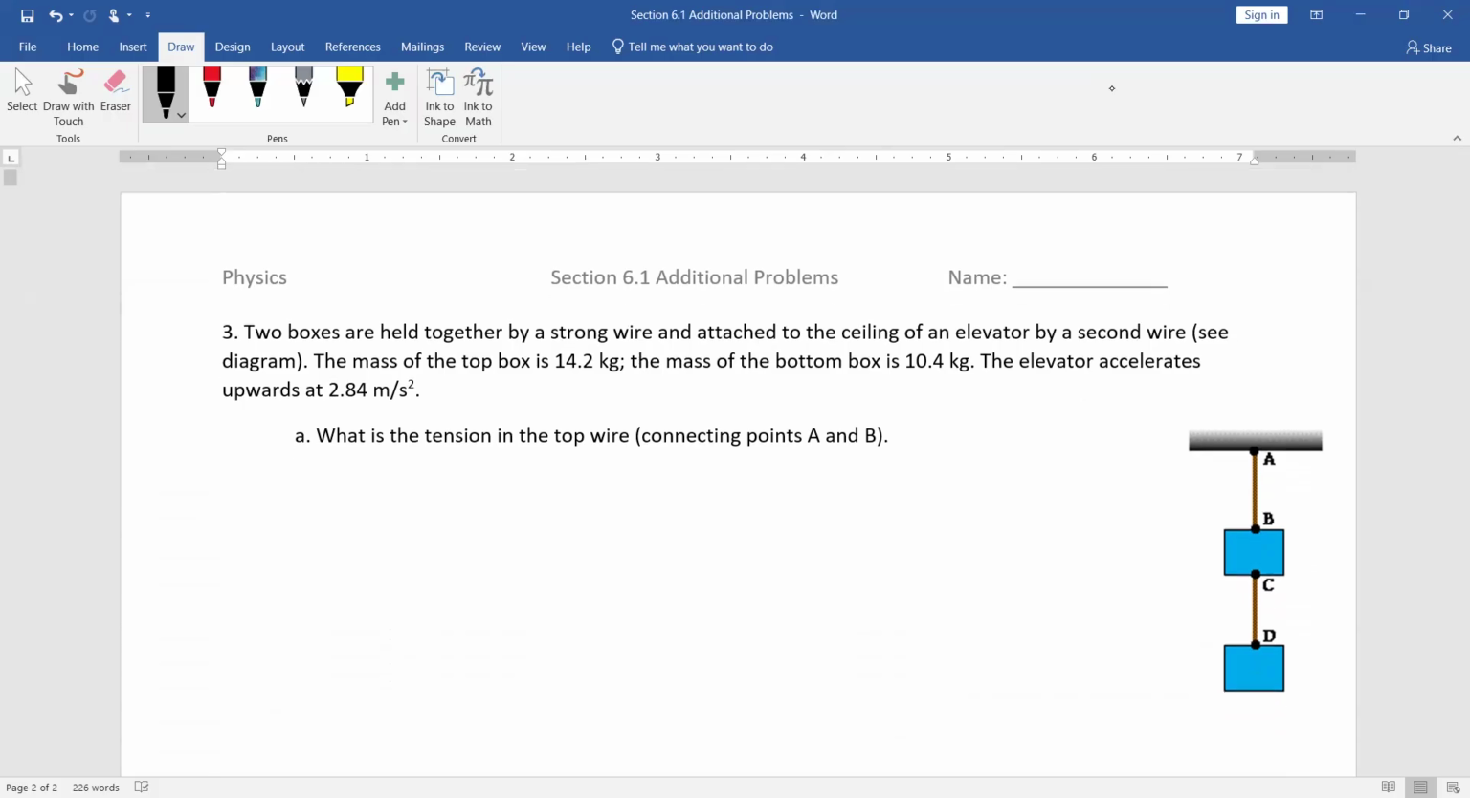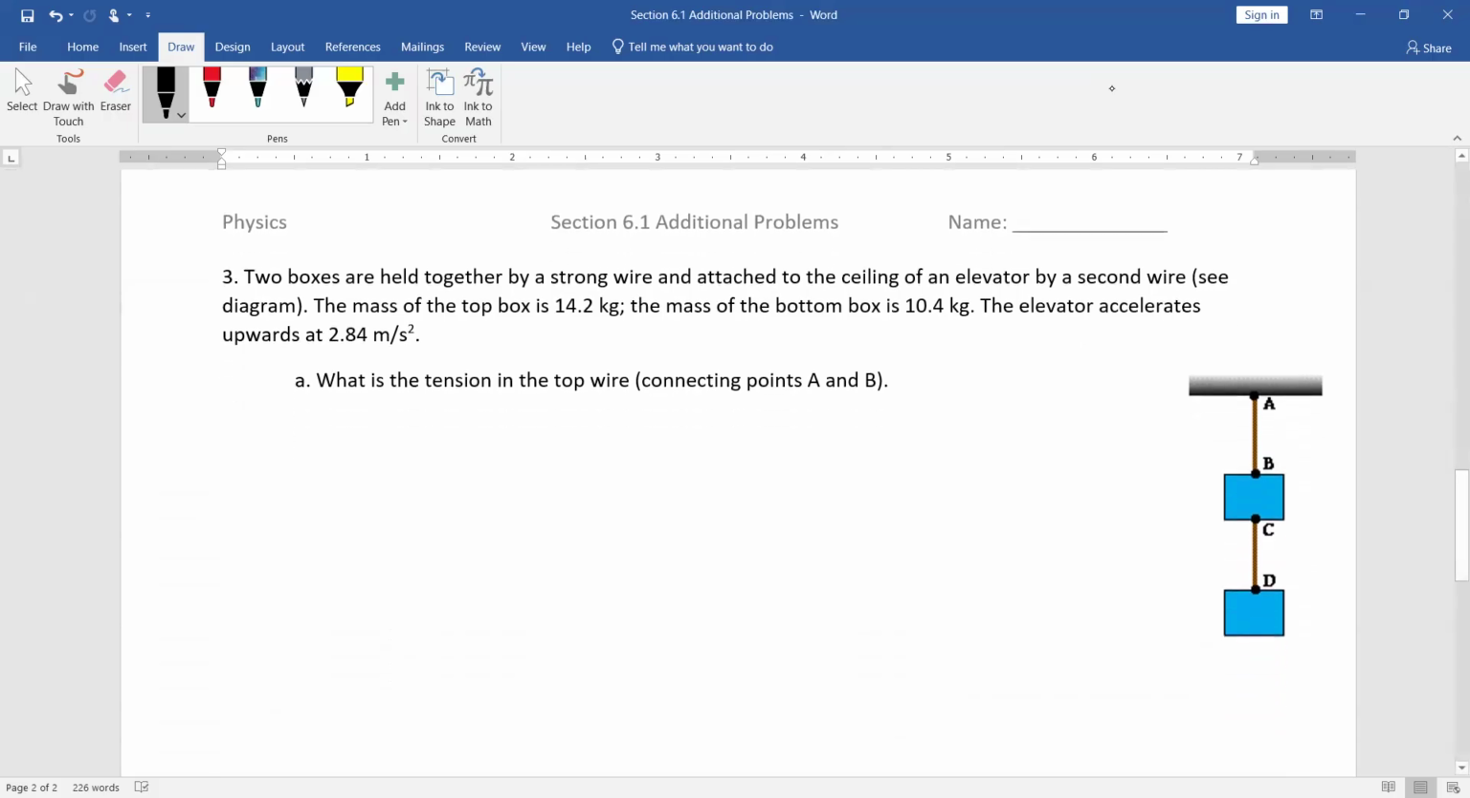Okay, so we have two boxes held together by a strong wire and attached to the ceiling of an elevator by a second wire. The mass of the top box is 14.2 kilograms, the mass of the bottom box is 10.4 kilograms, and the elevator accelerates upwards at 2.84 meters per second squared. So in this case, because we're being asked to find the tension, we have sort of a total force. We're using the entire system because we're looking at the top box. That first wire holds the entire system, both boxes.